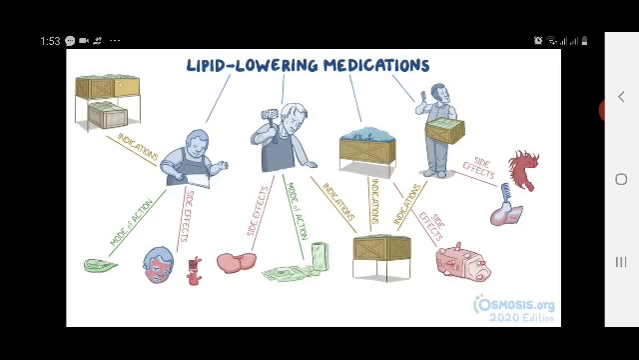But wait, there's more. Here's a mind map with all the mnemonics. Go ahead and pause the video so you can test yourself to see what you remember. And stay tuned for the answers after the credits.